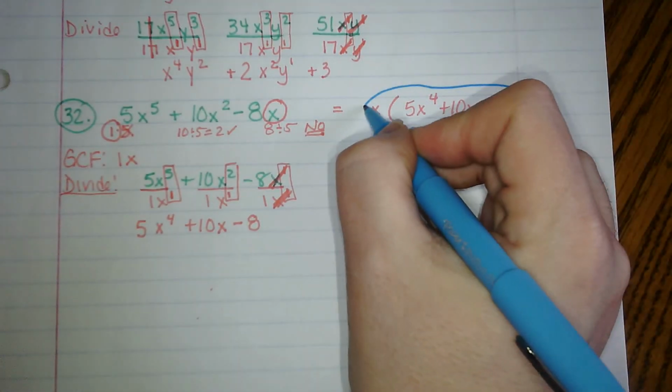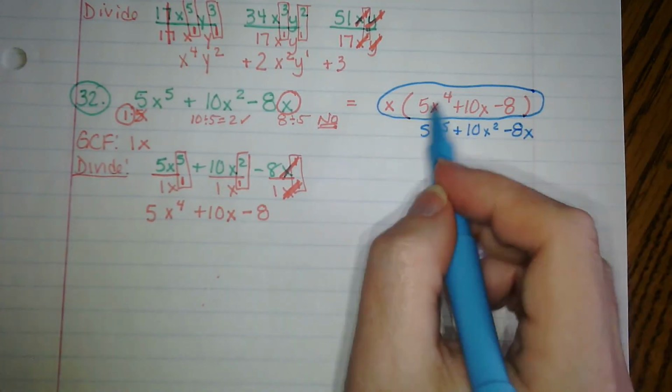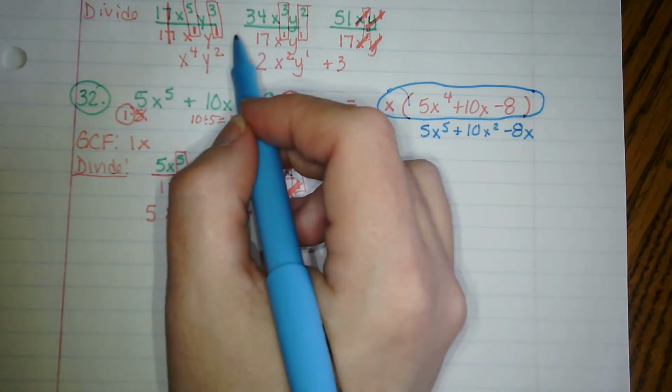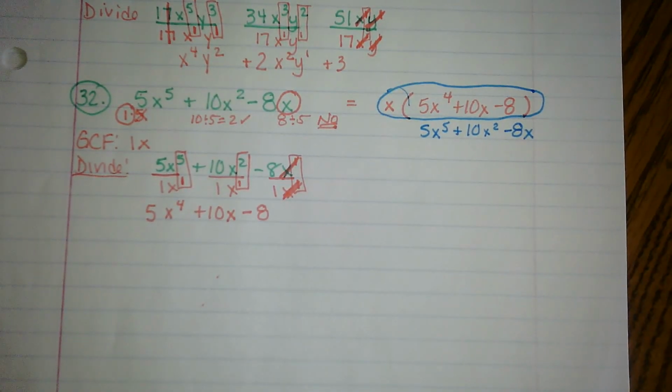So this is my final answer. I did my mental math. I checked it out, and this works. When I distribute it, I get back what I started with. This is how you factor out a GCF from any polynomial.